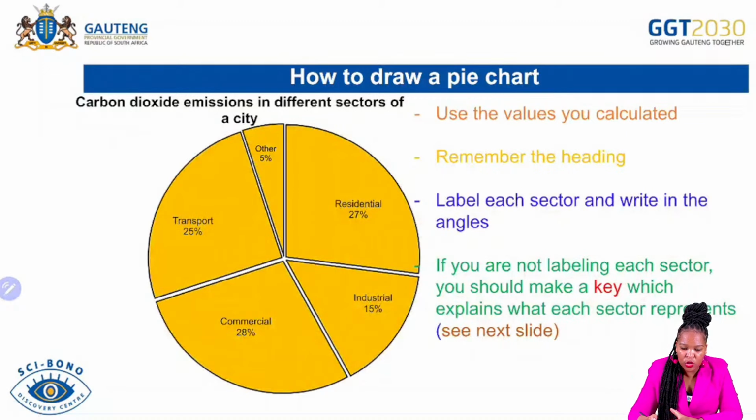Then what do you do with that circle? You are now going to use the values that you have calculated to put them into the segments as angles in degrees. So we know what is our biggest one. Our biggest was the commercial one. Commercial gave us about 108, I think.